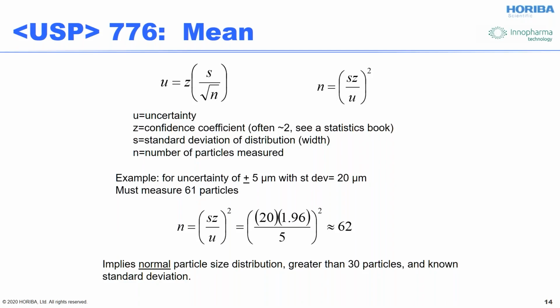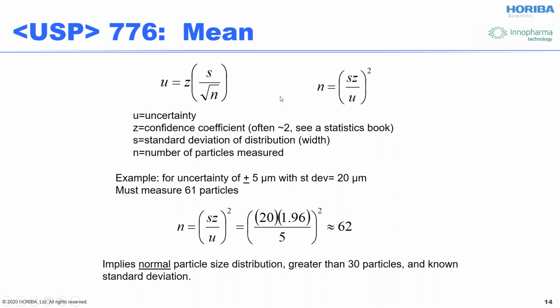USP 776 had one of their additions, this is around image analysis, where they gave an equation for the uncertainty U in your mean size result as a function of the standard deviation, which is the width of the size distribution, not repeatability of measurement, the number of particles measured, N, and your confidence coefficient. Often it's 2, and you can see a statistics book to get into that in a little bit more detail, but putting 2 in here is a pretty good start.